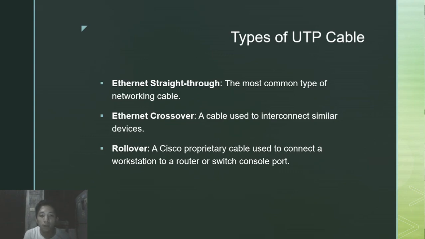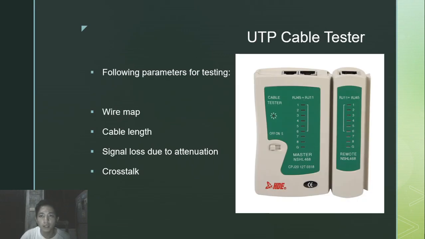Rollover, a Cisco proprietary cable used to connect a workstation to a router or switch console port. The UTP cable tests the following parameters: wire map, cable length, signal loss due to attenuation, and crosstalk.